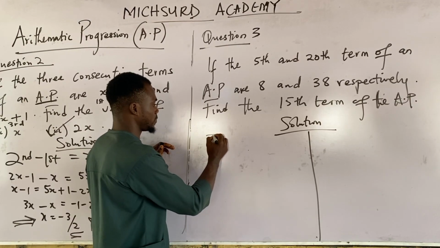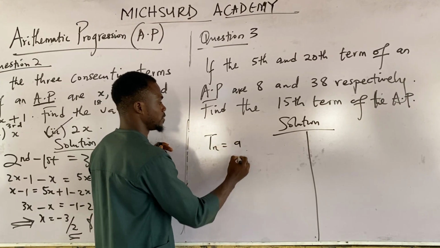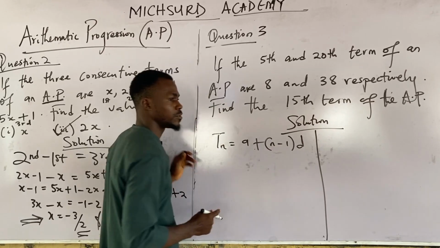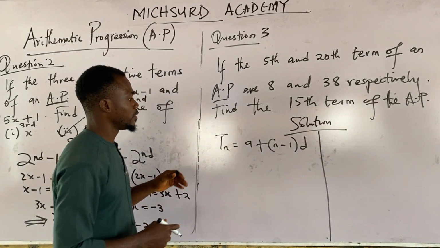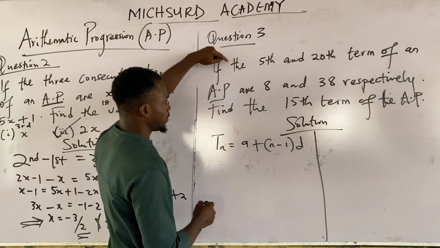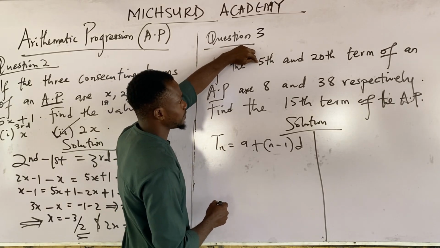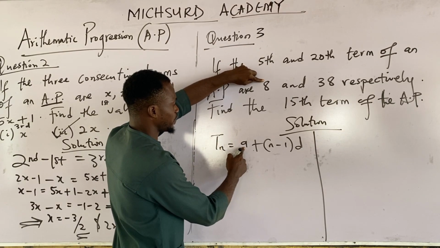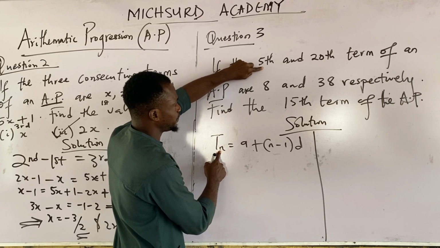So we have that Tn is equal to a plus n minus 1 times d. So this is what we have. Now, from the question here, the 5th term corresponds to 8. So that means the value for the 5th term is 8.